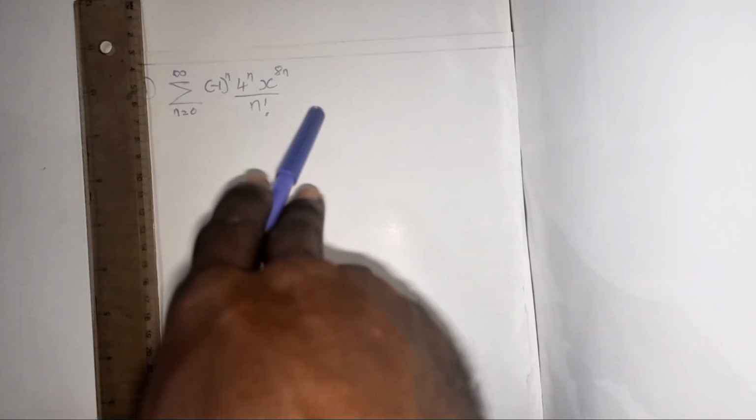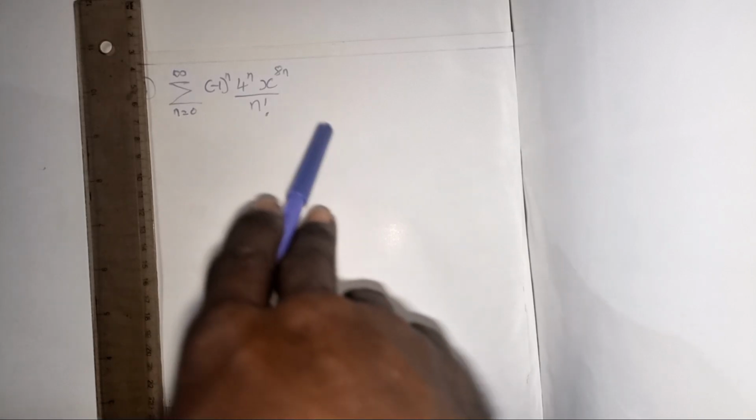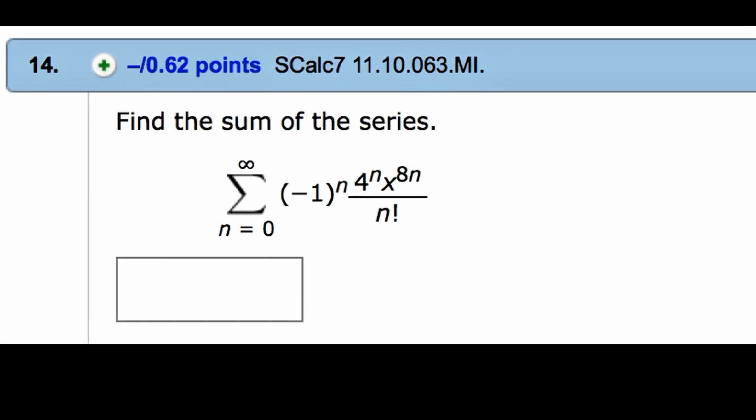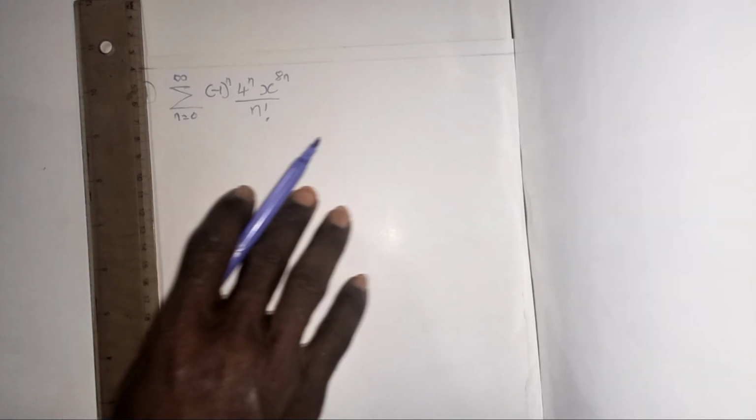So without wasting much of our time, let's look at the question today. We're finding the sum of two given series. The first one is the sum of minus 1 raised to power n times 4 raised to power n times x. Don't make the mistake, this is x not times, this is x raised to power 8n all over n factorial. So now we're going to be finding this sum, and this is quite easy and straightforward.